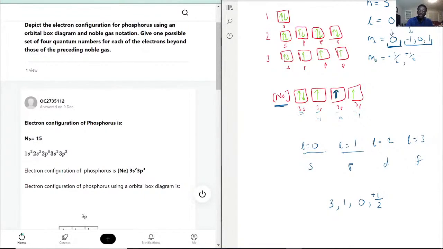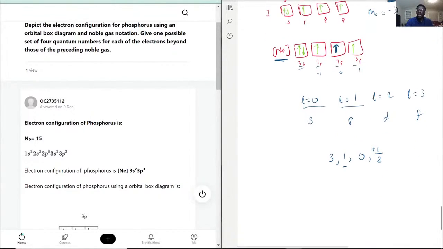And with that being said, anything in your P shell, so anything that has the 1, would have a +1/2 because that's the only one available. If you're dealing with something in your S shell, it would still be 3, but now this will be 0, and then this would also be 0. There's only one of them, and then you could choose either a +1/2 or a -1/2. A -1/2 in this case will be referring to this one right here. So these are 2 possible very real combinations for the electron in phosphorus.